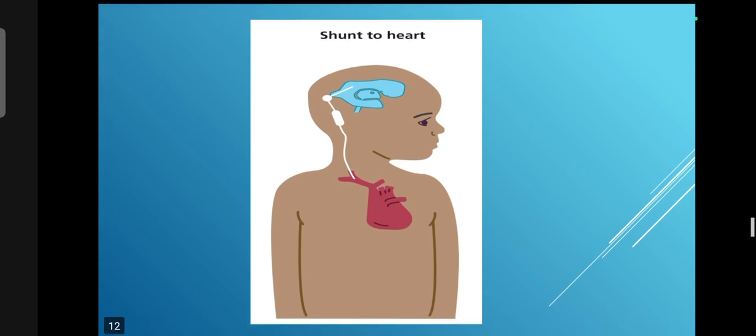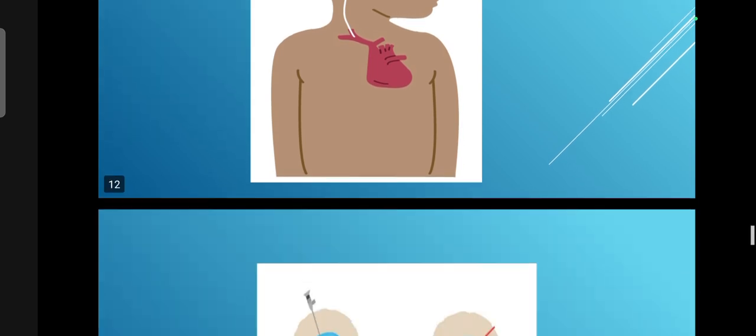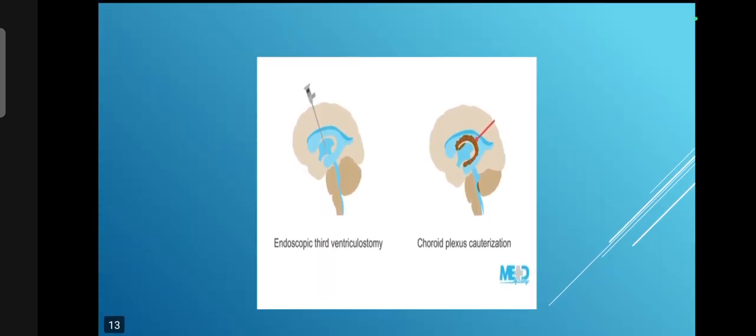Here is an image which shows the shunt to heart. This is the image for endoscopic third ventriculostomy and choroid plexus cauterization.